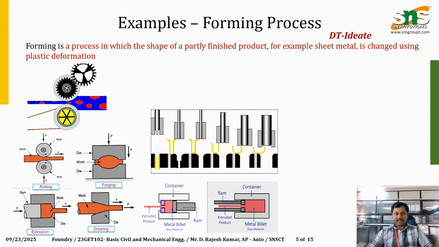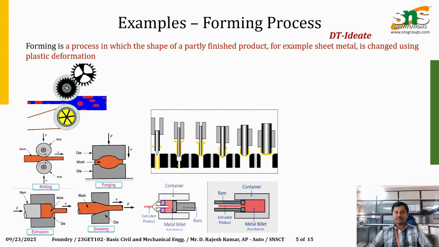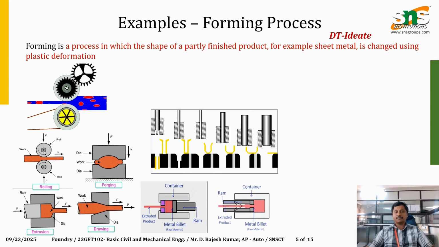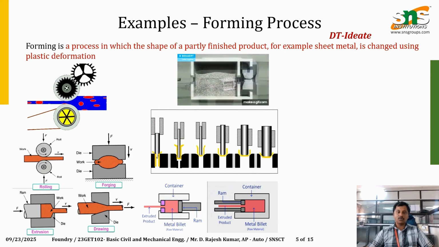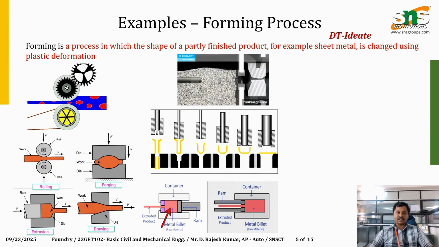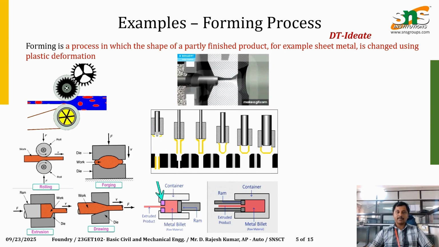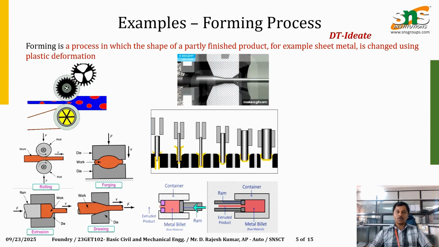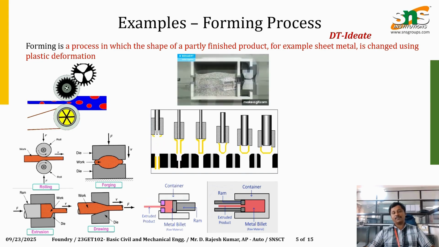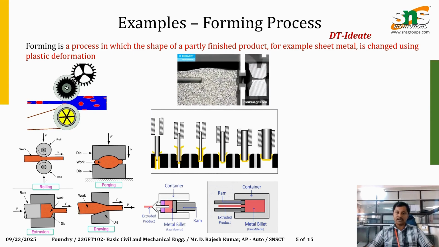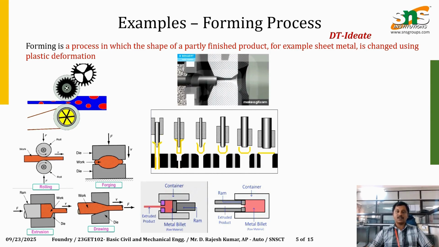Other than this, the last process is drawing. Drawing is nothing but reducing the diameter of a wire. That process is called drawing. You can see the animation here of how the wire material is reduced in diameter. The material is passed in between the dies, so the diameter of the particular material is reduced and it is wound. This process is called drawing.